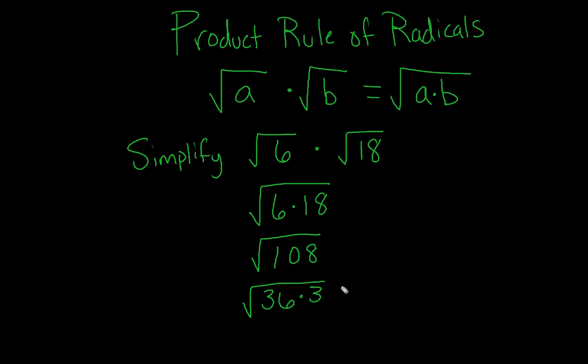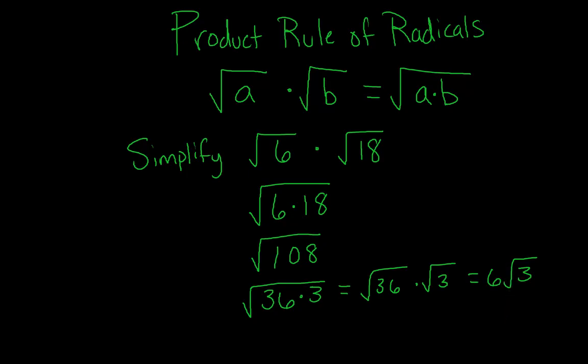And how does that help us? Well, we can break it down again into square root of 36 times the square root of 3. And we know the square root of 36. Well, that's a perfect square. 36 is a perfect square. We can take the square root of it, which is 6. And then the square root of 3 is with it. So the simplified version is 6 times the square root of 3.